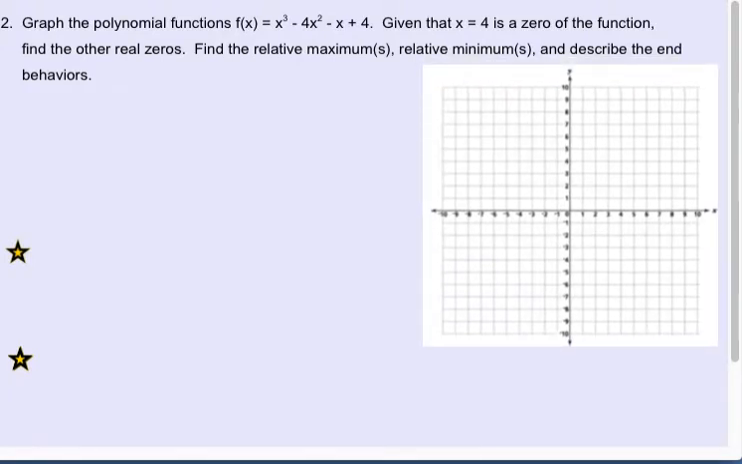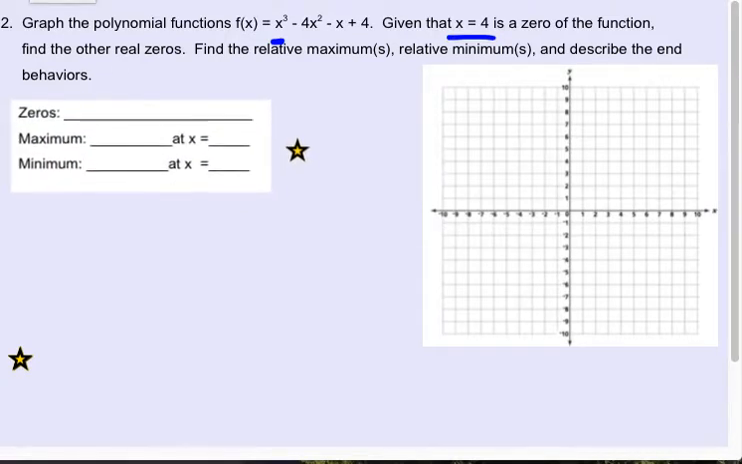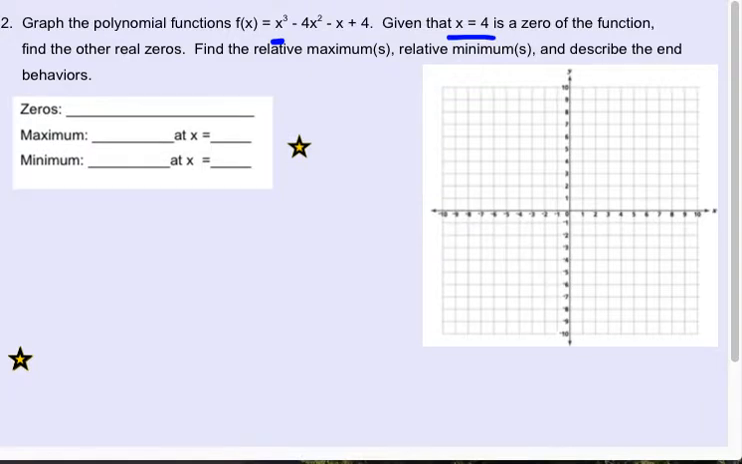It says graph the polynomial function f of x equals x cubed minus 4x squared minus x plus 4. This is a cubic, so it should have 3 zeros. Given the first one is x equals 4, we can find the other two. But first of all, let's get this out here. Zeros. Well, we know one of them is x equals 4. So I'll put that in there right away. Let's see if we can find the other two.